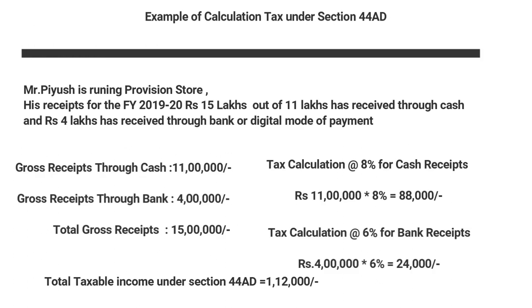Like if you are running a business and your total gross receipt, your turnover, is 15 lakh for the financial year 19-20. Out of 15 lakh, you receive 11 lakh through cash and 4 lakh through a bank. So how are you going to calculate this tax? You have to calculate 8% on 11 lakh because you received it through cash, and 6% on 4 lakh because you received it through a bank. So as per the calculation, 11 lakh at the rate of 8% is equal to 88,000, and 4 lakh at the rate of 6% is 24,000. So total taxable income is 1,12,000. I hope I cleared all your doubts.